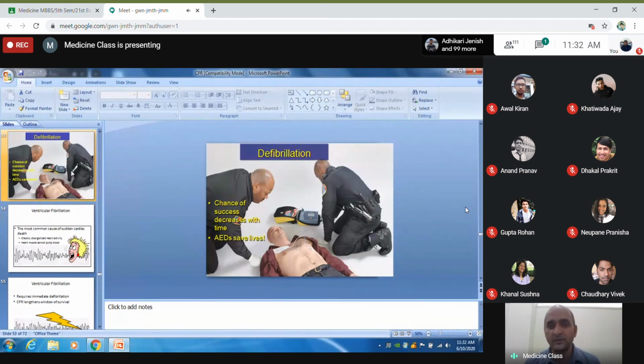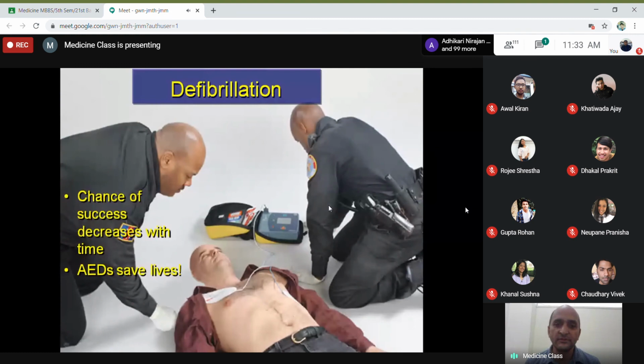Usually it used to be around 20 to 25 kg before, whenever we were students even. Now it's not 20 to 25 kg, it's just 2.5 kg, up to 2.5 kg only. So this is the defib here. Okay. Any questions?